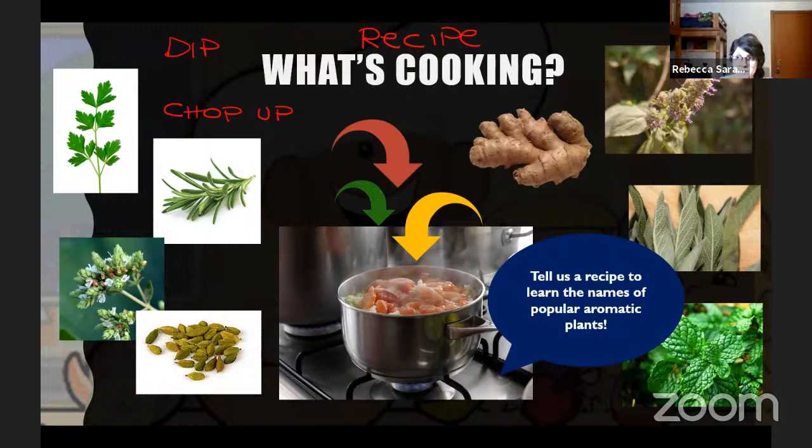A useful verb is to chop up. So you can say, oh, can you please chop up the onions for me? That means that you're cutting them in small pieces. So that's a useful word when you're cooking. Chop up.